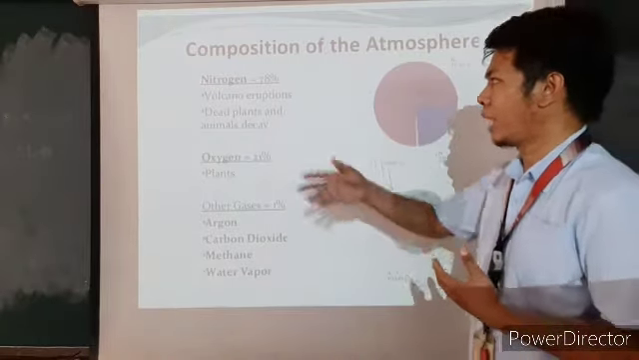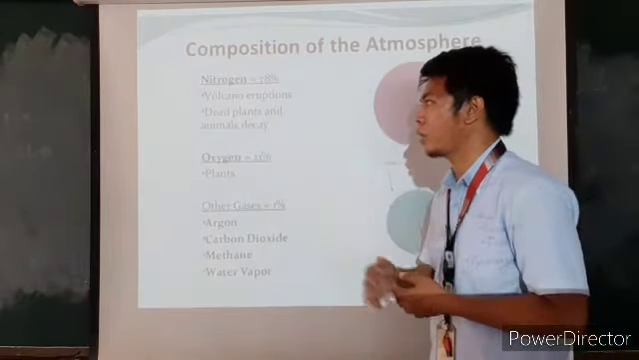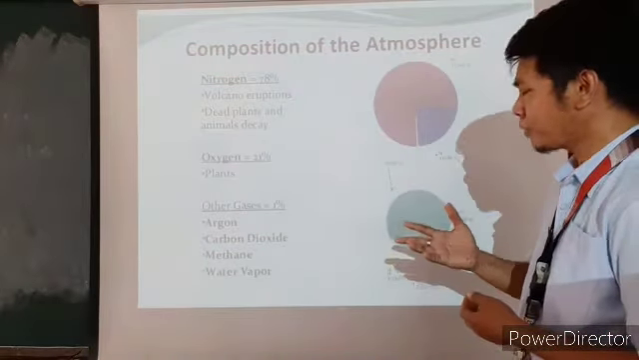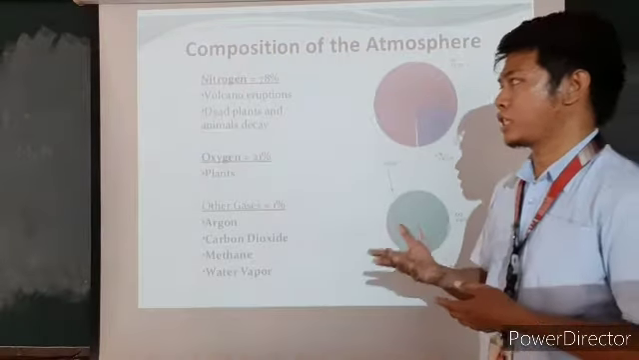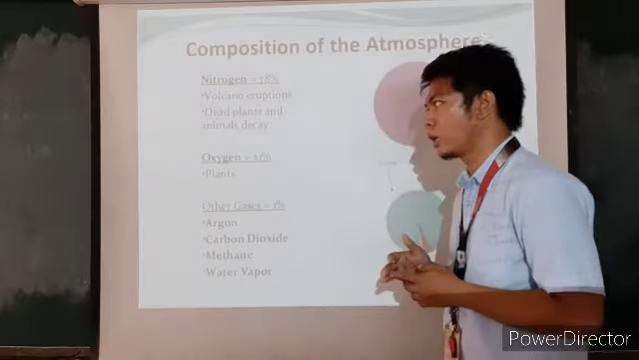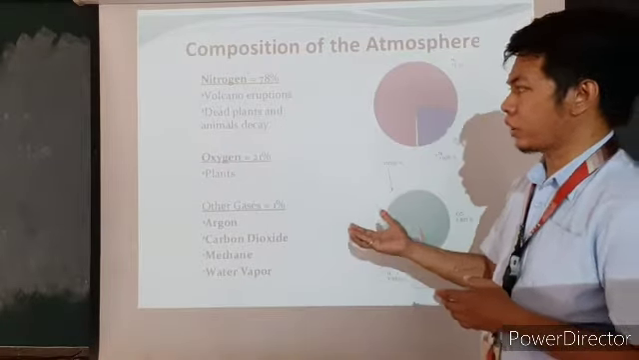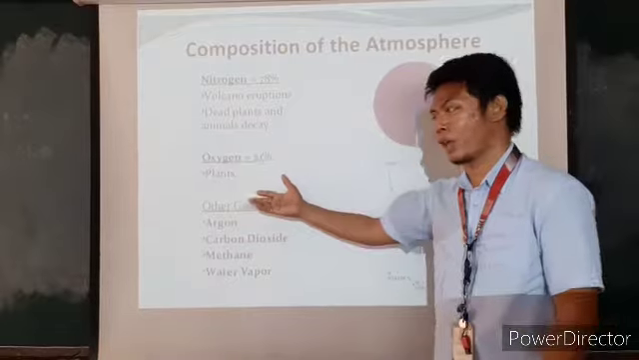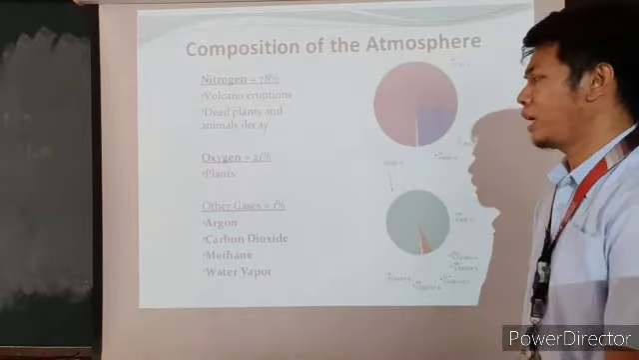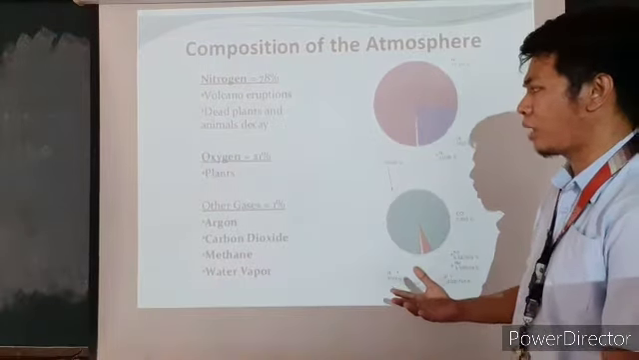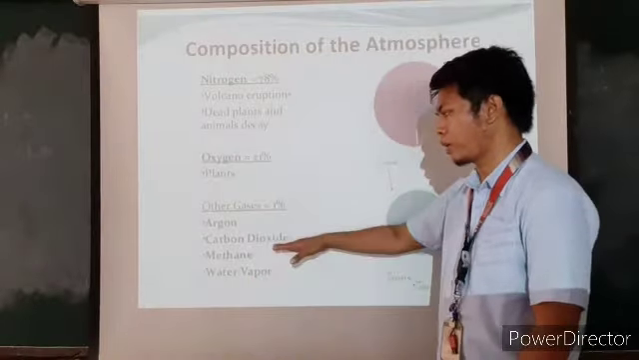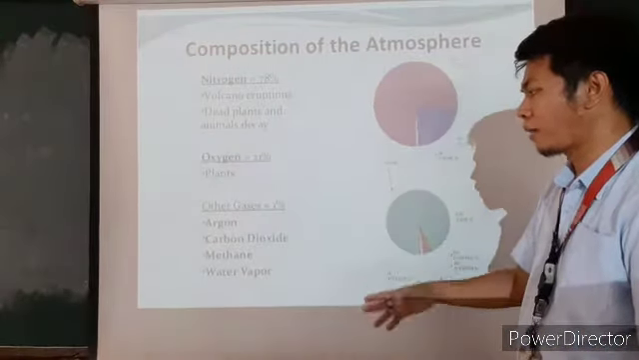We also have dead plants and animals that decay. Other gases available in our atmosphere is oxygen. Oxygen occupies 21% only. Those oxygen came from the plants and trees. And then for other gases, we have 1% argon, carbon dioxide, methane, and water vapor.